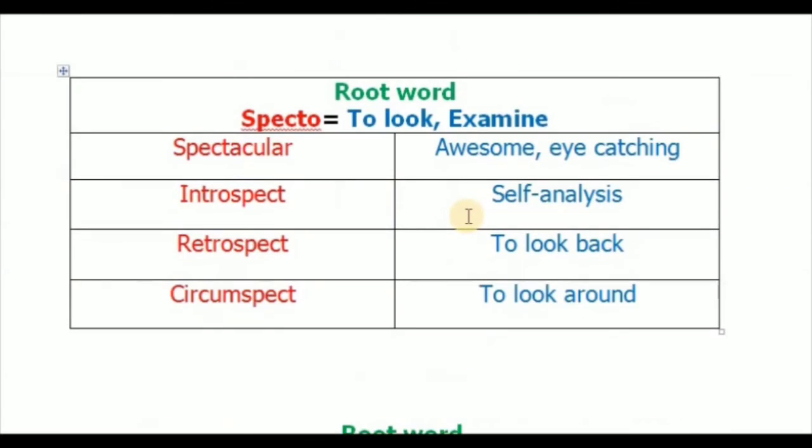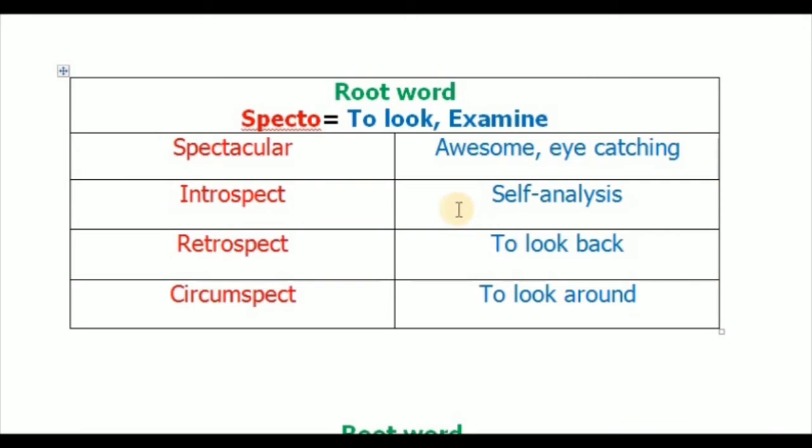Next root word, specto, which means to look, to examine. Spectacular means awesome. Spectacular mountain, spectacular scenery, awesome and eye-catching. Introspect means intro, inner, plus spect, to look, to examine. Introspect means self-analysis. We should introspect ourselves for our doings.